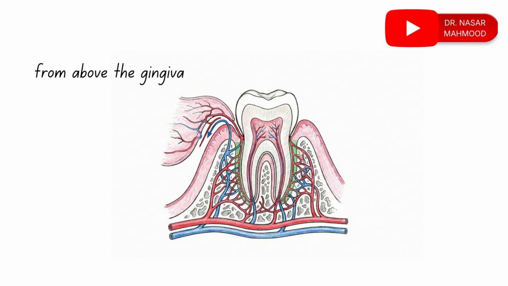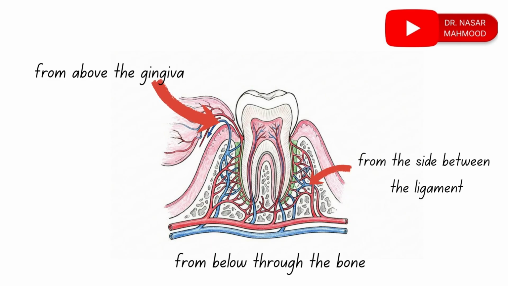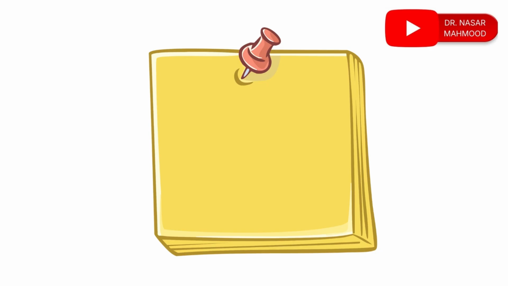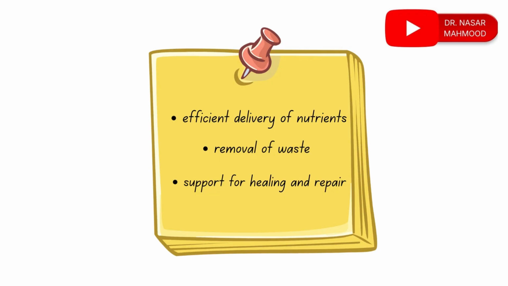Blood comes from above through the gingiva, it comes from the side within the ligament, and it comes from below through the bone. All of these vessels connect together and support each other. This is important because it allows efficient delivery of nutrients, removal of waste, and support for healing and repair.